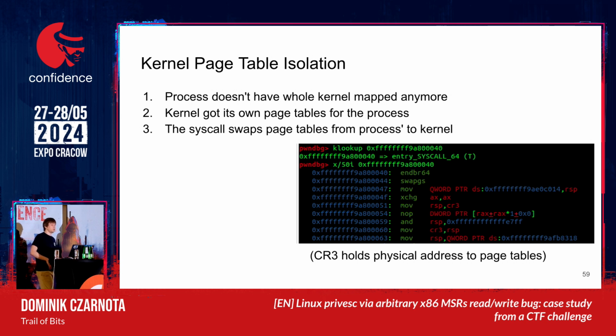And what happens is that when you execute this entry syscall instruction, this function that is still mapped in the process has some instructions that set the CR3 register, and this CR3 register is actually holding the physical address of page tables. So it's changing the page tables from the user part to the kernel part, and so now the kernel can access the whole kernel memory. But before we execute those instructions, we do not have this mapping in our exploitation part, right?